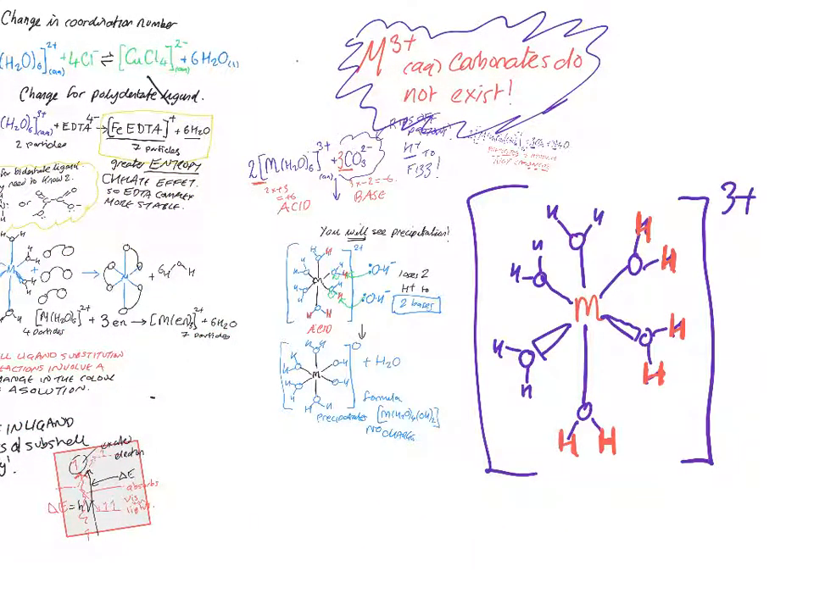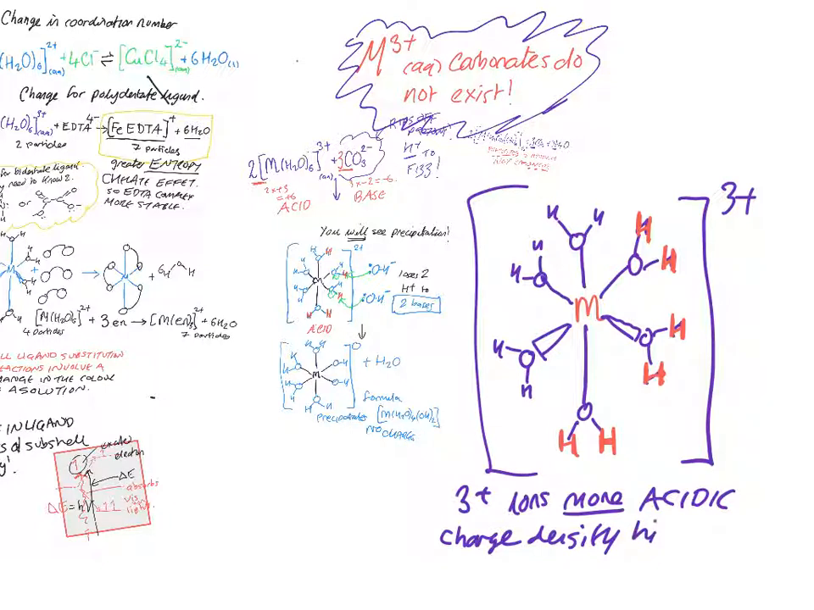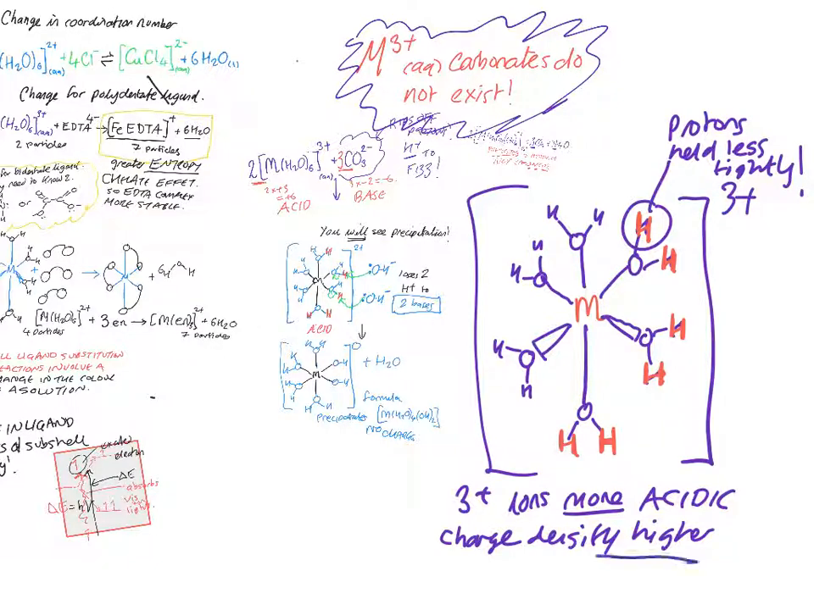Only 2+ ions form carbonates. Our 3+ ion is much more acidic than our 2+ ion because the 3+ ions, remember, have a greater charge density. So they polarize those tiny water molecules, pulling electrons towards themselves, and the little hydrogens are held really weakly. They're almost naked protons, ready to be released. 2+ ions are not as acidic, which is why they can form carbonates. 3+ ions do not form carbonates. Remember, 3+ ions do not form carbonates.